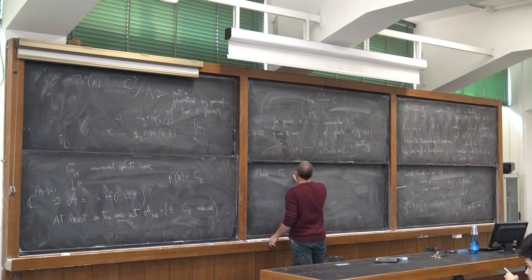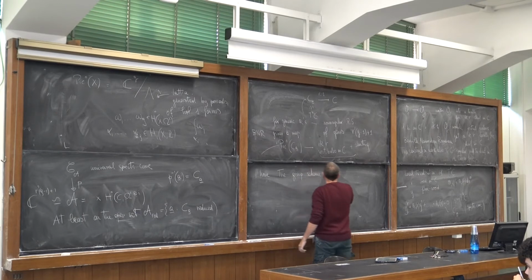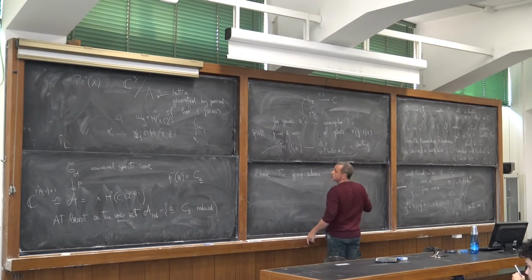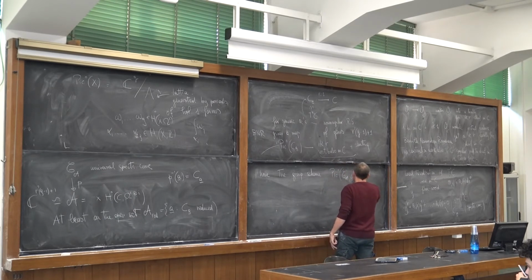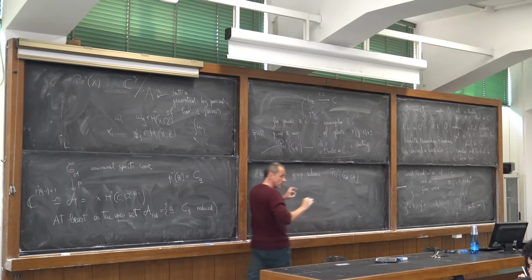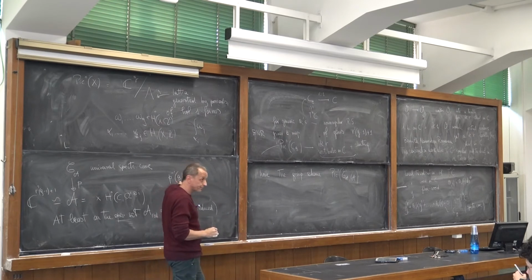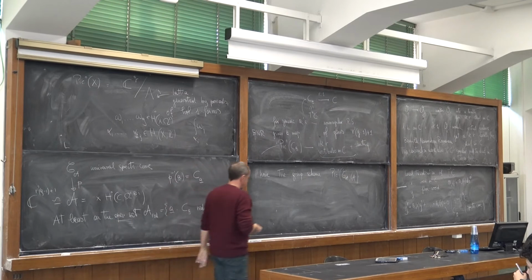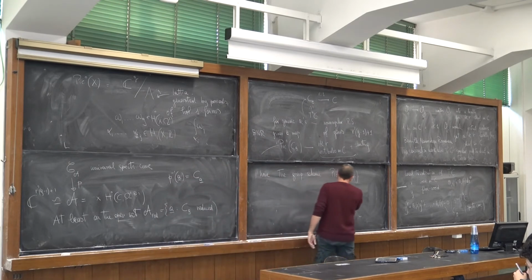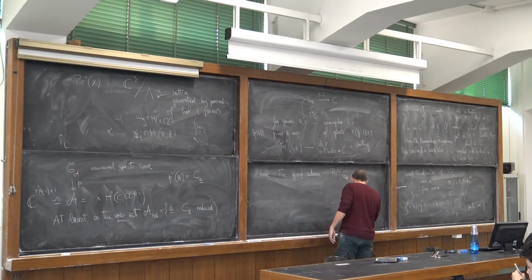the group scheme Pic 0 of C, what did I call it? A over A. So by this I mean that over the point A, I consider Pic 0 of CA. Okay? So this is a group scheme over A, while over A red.